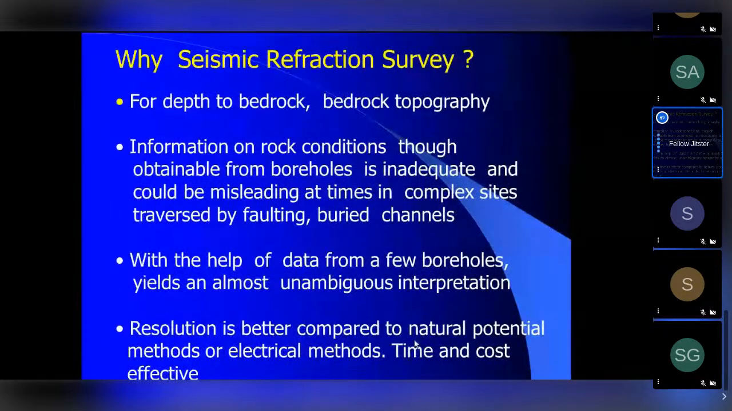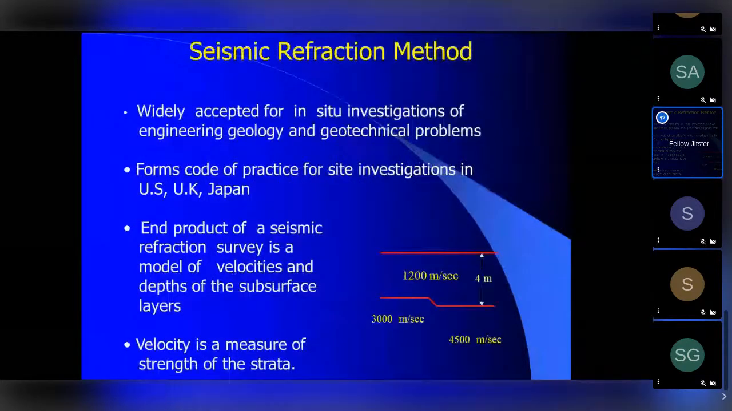So resolution is better compared to natural potential. Resolution means seismic refraction resolution is better than gravity and magnetics. Gravity and magnetics are referred to as the potential fields. That is what it's talking about. So seismic refraction is widely accepted for in situ investigation. I just told you, for engineering, geology and geotechnical problems, you don't worry about all these things.